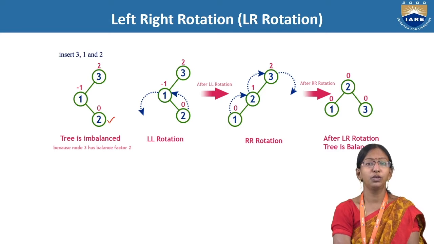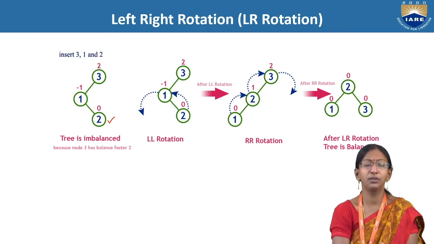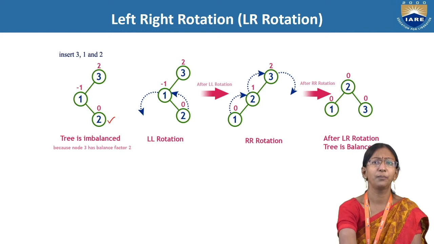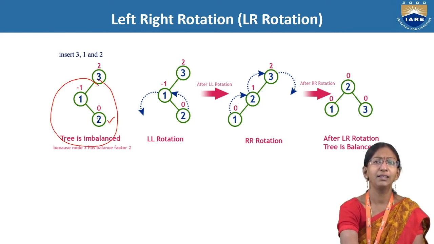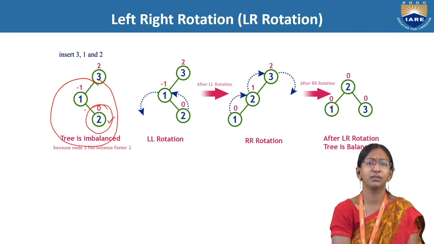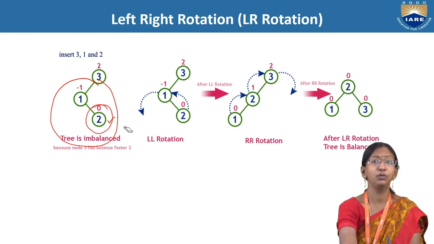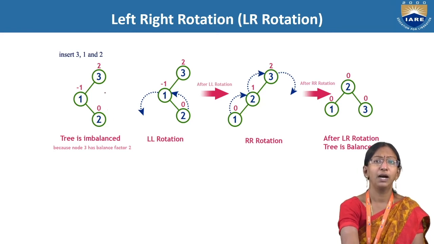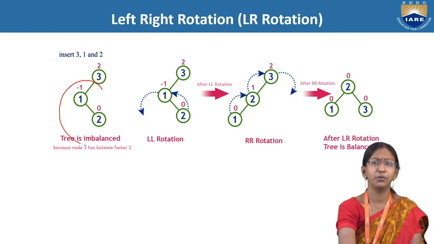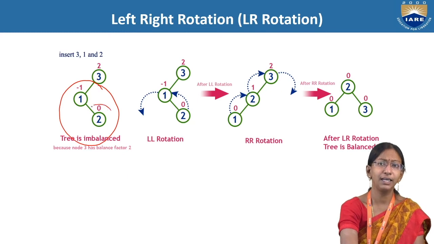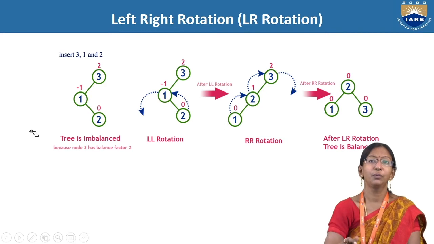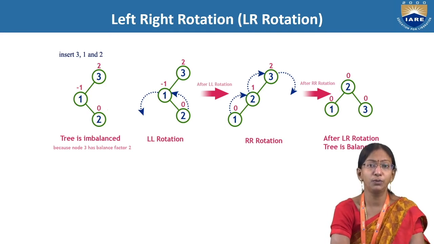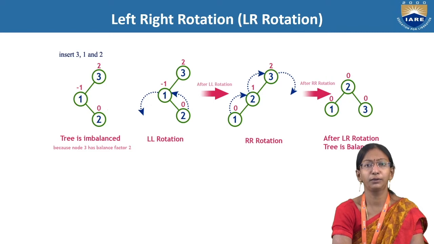Because of 2, 3 got imbalanced. 2 was inserted in the left subtree of 3 as a right element. Once again, listen to me carefully: in the left subtree, as a right element, it was inserted. Please keep that in mind. So in that case, we are going to do LR rotation, nothing but left-right rotation.